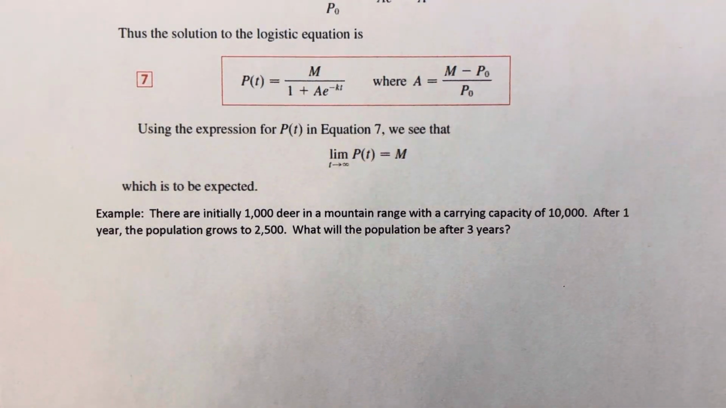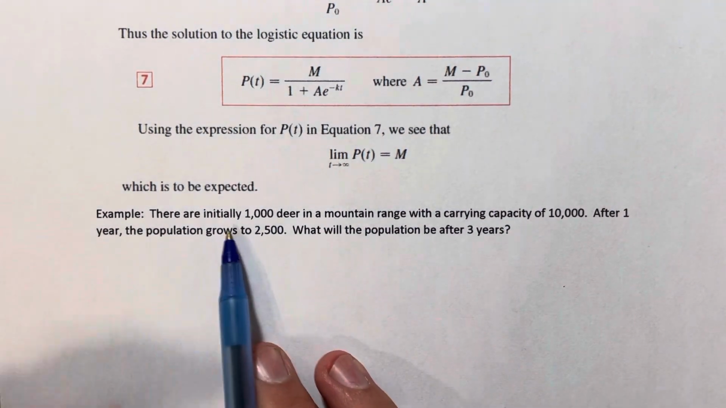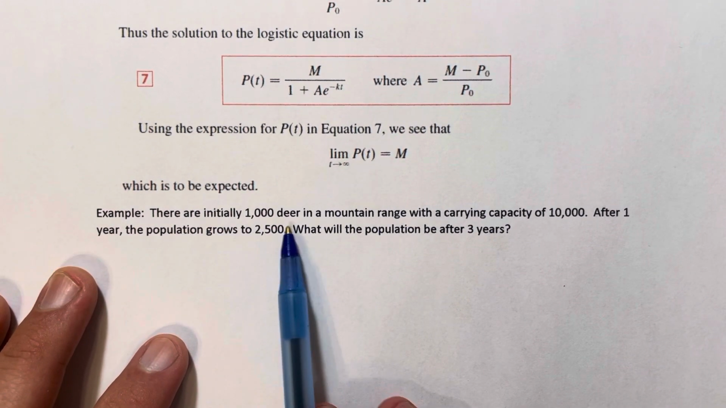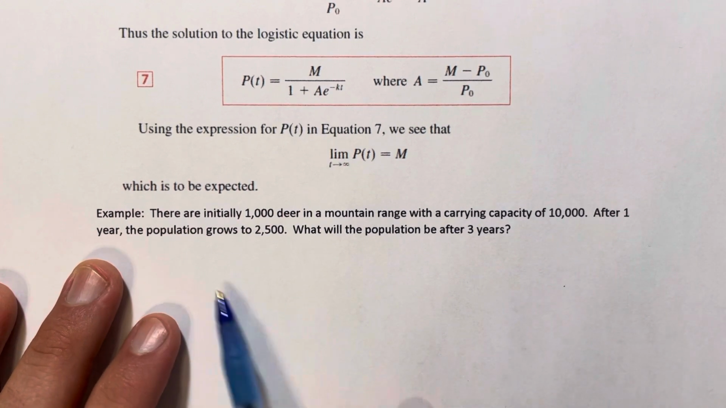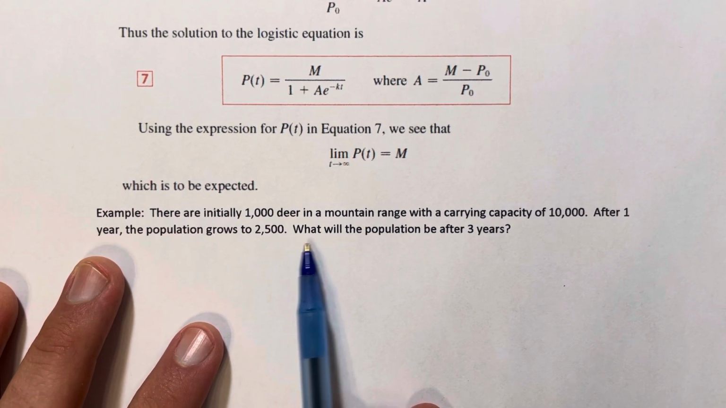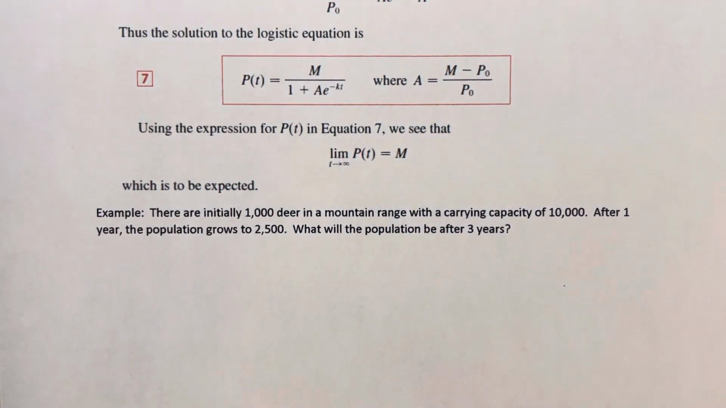So let me talk you through one example where we use this logistic growth model, just to give you a sense of how to work with the results that we just came up with. So here is the situation. It says there's initially 1,000 deer in a mountain range with a carrying capacity of 10,000. After 1 year, the population grows to 2,500. What will the population be after 3 years? Now, it's not telling us to use the law of natural growth or the logistic growth model, but the fact that it mentions a carrying capacity, which we only take into account when using the logistic model between the two that we've talked about, suggests that we want to use our logistic model here.